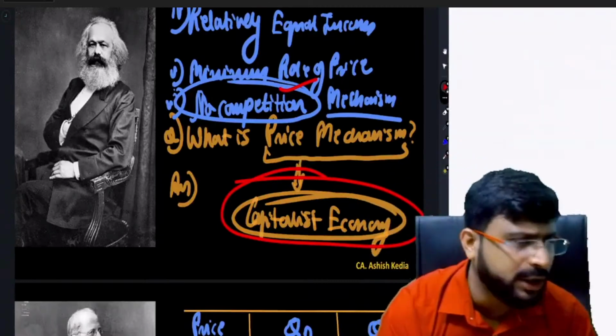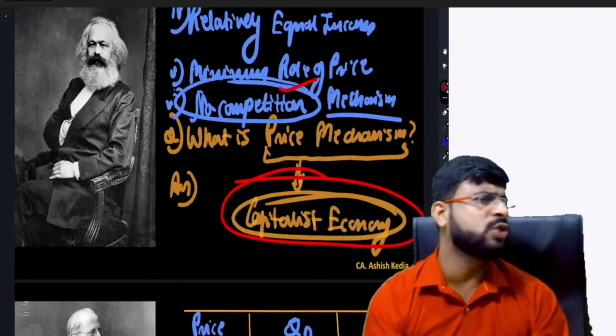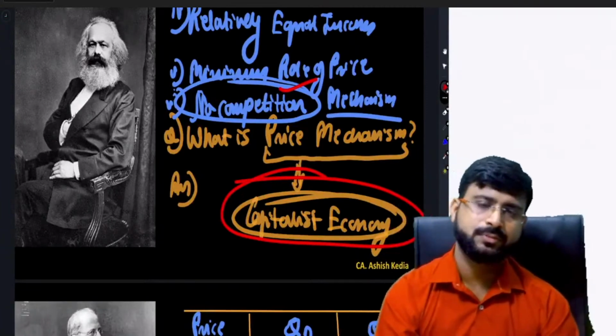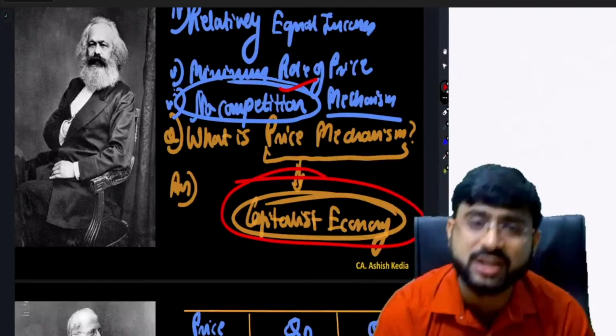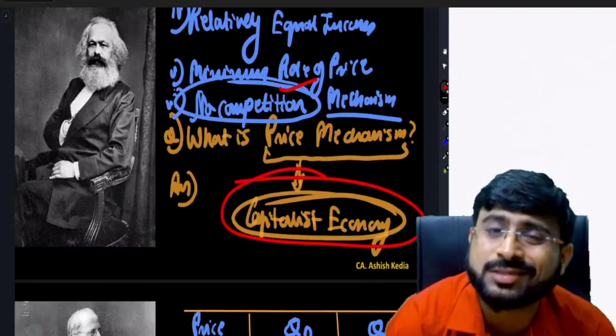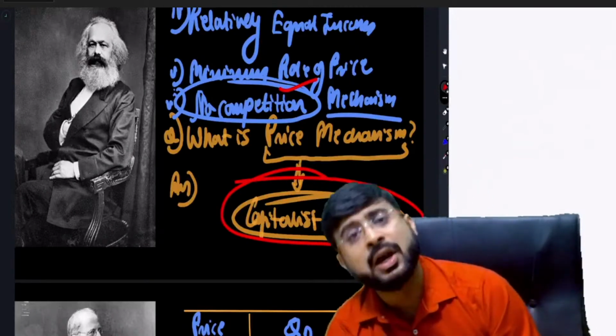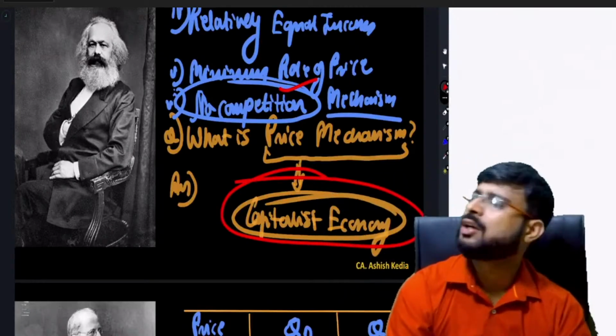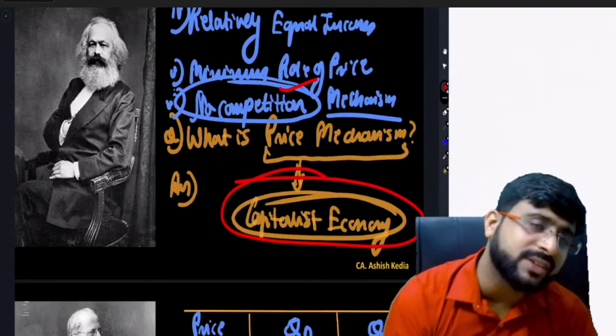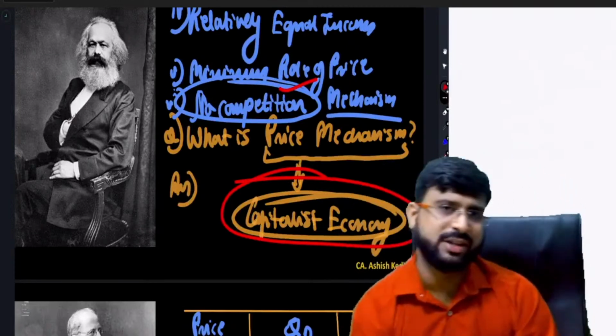It is not decided by the producer. It is not decided by the consumer. Price mechanism is a situation in capitalist economy where prices are decided by the market forces of demand and supply. So who decides the prices? Market forces of demand and supply. In a capitalist economy, who decides the prices? Market forces of demand and supply.